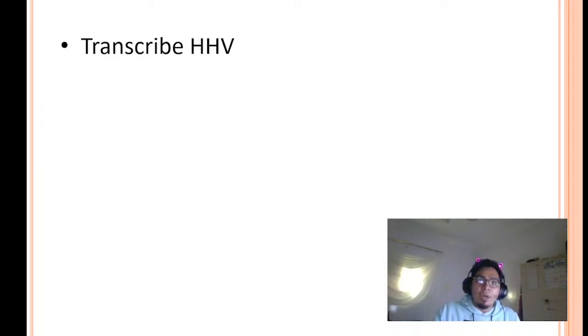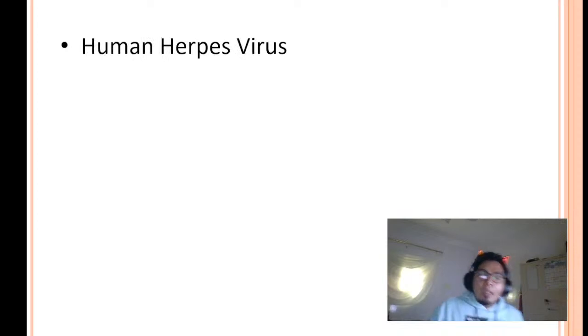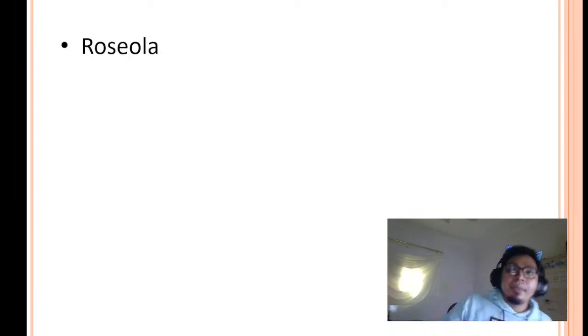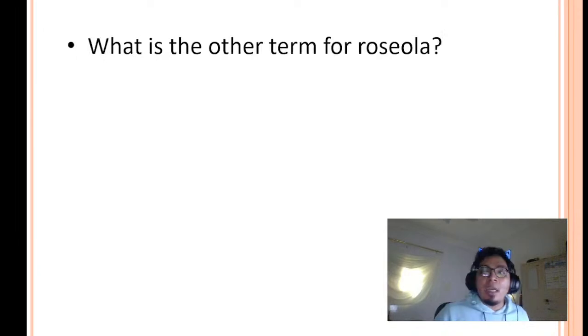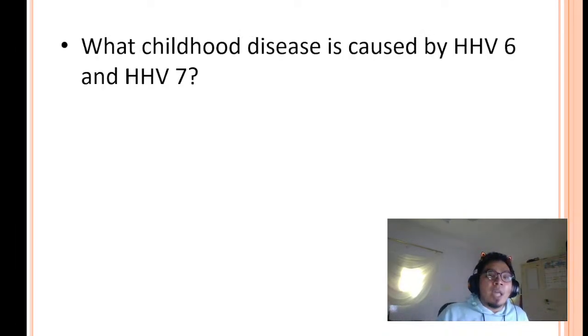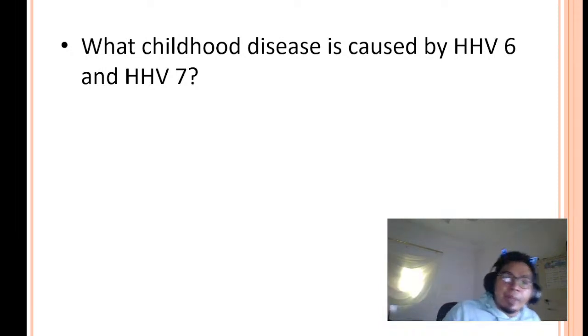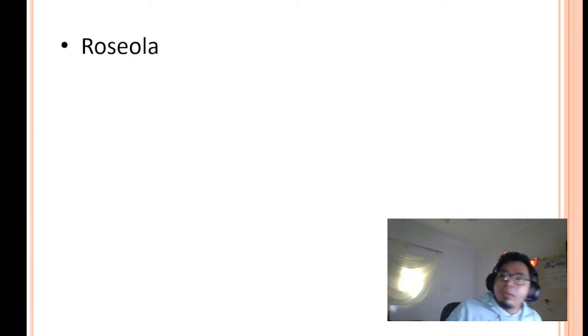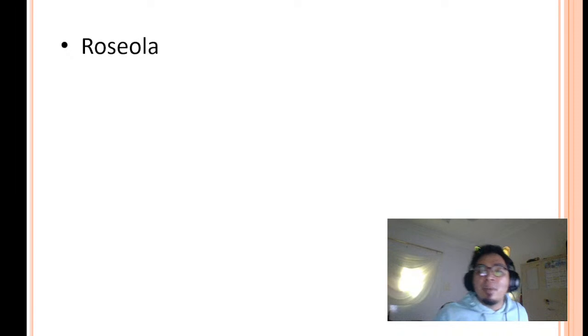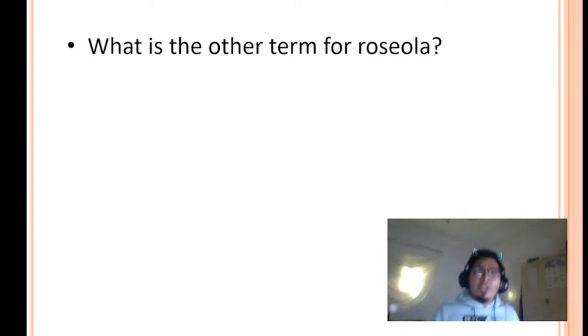Now, HHV is basically your human herpes virus. The childhood disease that is caused by HHV6 and HHV7 is roseola. Another term for roseola is exanthem subitum. All right? Not an uncommon question to ask, but I added it here because I remember they asked this in the PAMET quiz show. Maybe some of you might be competing. I don't know. You can go back to the slides if you want to, or you can watch the video again and again. They might ask you about this question. Other term for roseola, again, exanthem subitum.